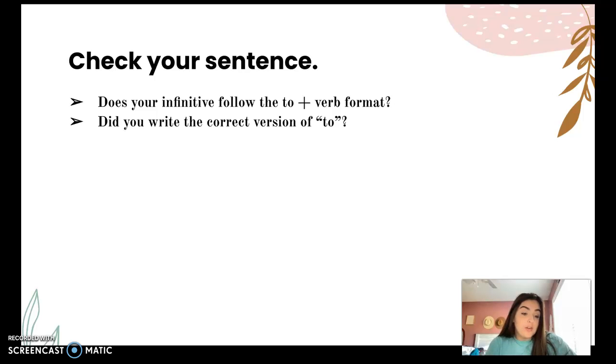Remember, we use too when we are describing something. If I were to say, me too, or I like to go to that restaurant too. Almost as another word for also. But remember, when we're using infinitives, we only use T and O.